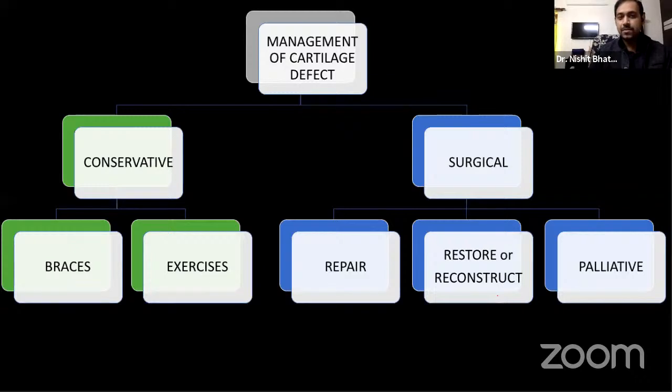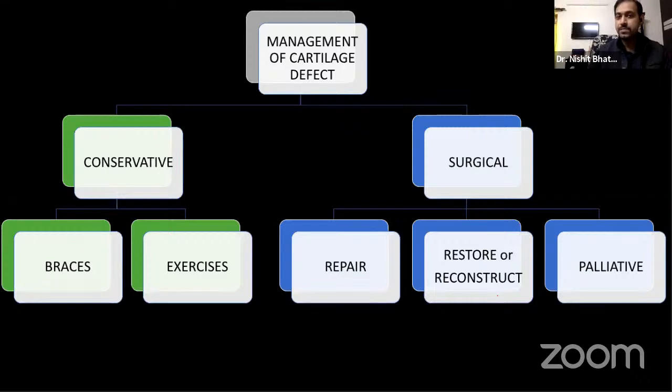In the conservative group, usually those patients who have a very small cartilage defect or those young patients or children who have a very good regenerative potential are placed into the conservative group, and they are managed with braces and exercises. And Dr. Seema will definitely be covering some of these lines of management. It is the surgical group that I'll be focusing on more today.